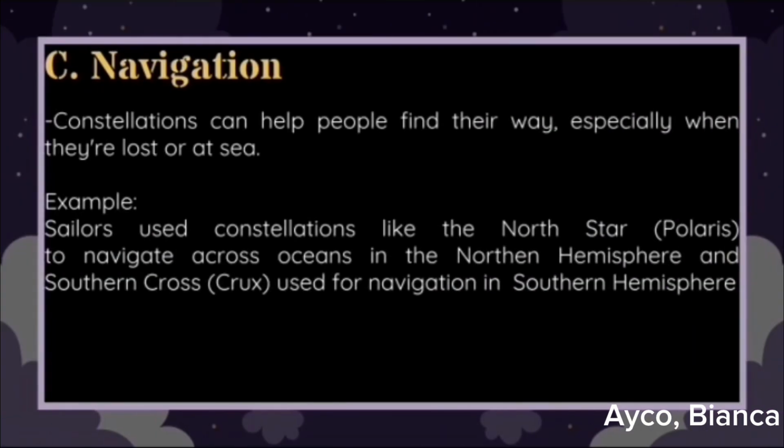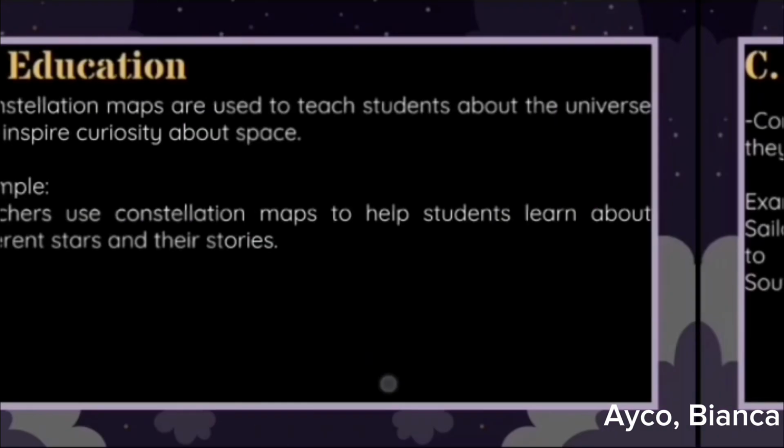So in navigation, constellations can help people find their way, especially when they're lost or at sea. The best example of this is sailors. Sailors use constellations like the North Star or Polaris to navigate across the ocean in the northern hemisphere, and the Southern Cross is used for navigation in the southern hemisphere.